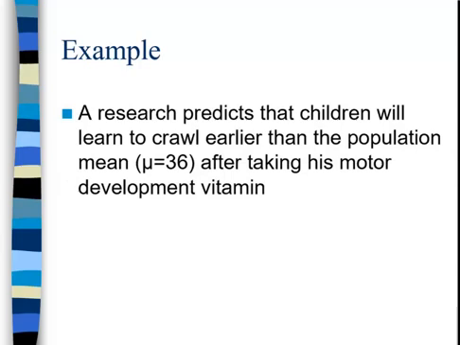So let's go back to this example here. A researcher predicts that children will learn to crawl earlier than the population mean after taking his motor development vitamin. Now remember, I told you that determining whether an example represents a one or a two-tailed test is important, not just for step one, but for step two, because it determines whether we're going to be looking for 0.05 in one tail, or if we're going to have to divide that 0.05 in half and put 0.025 in the left tail and 0.025 in the right tail.